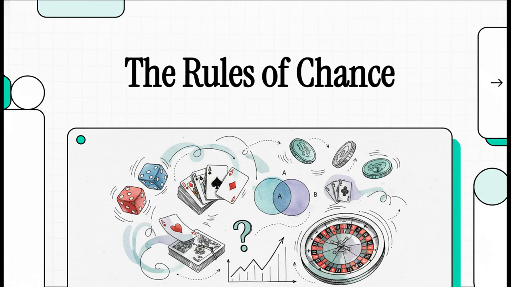All right, today we're jumping into a topic that's really at the heart of all statistics, something that shows up everywhere from a simple coin toss to the crazy world of the stock market. We're talking about probability. It's basically the language we use to talk about uncertainty. So let's get right to it.